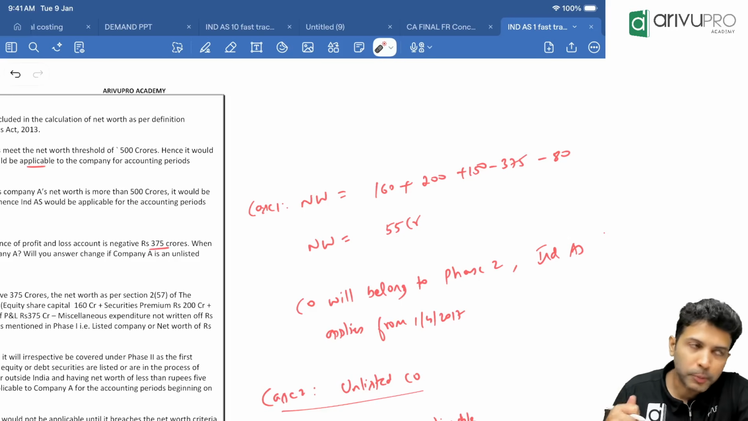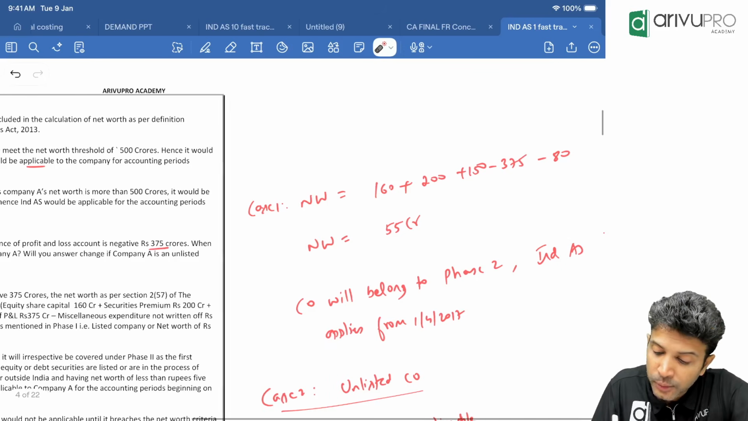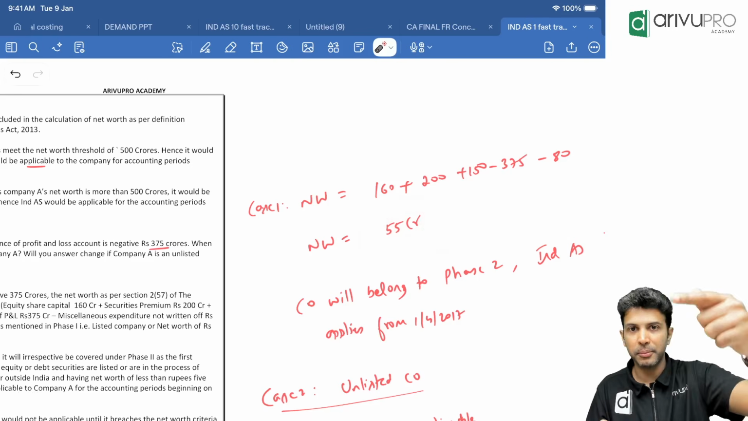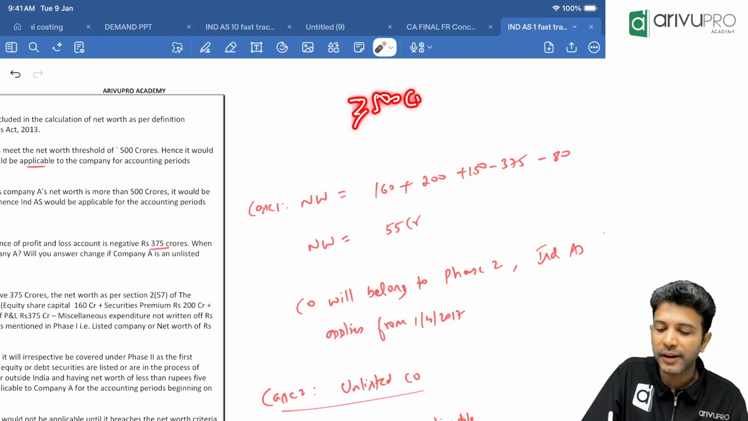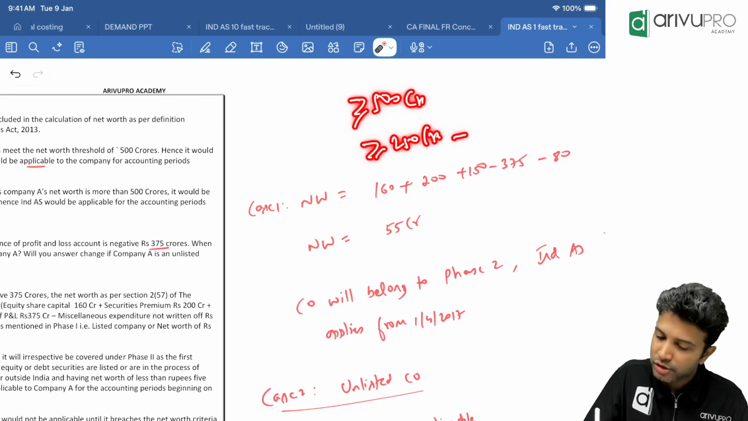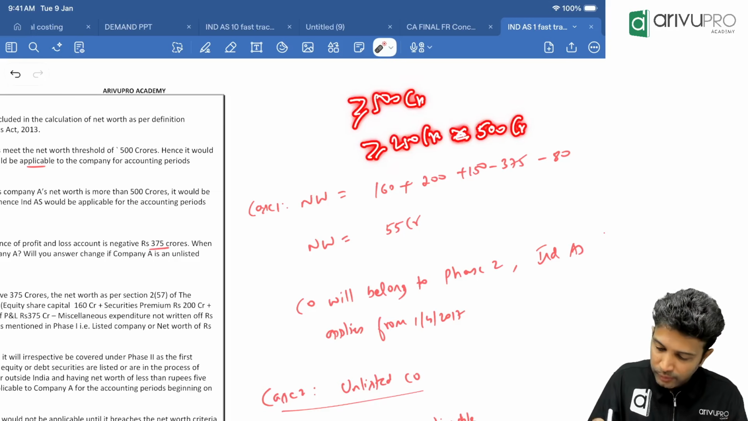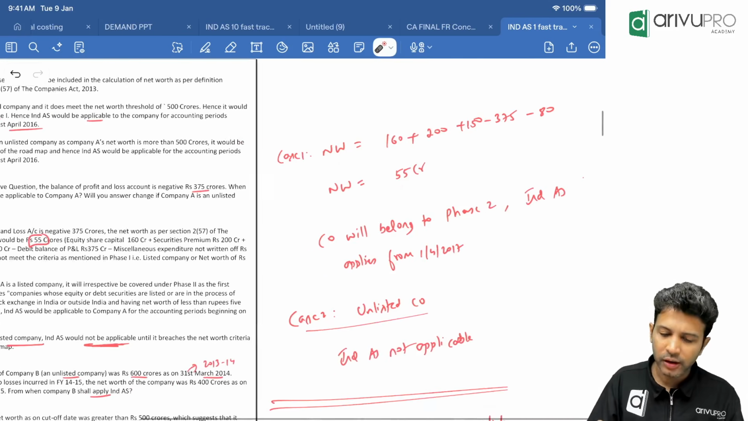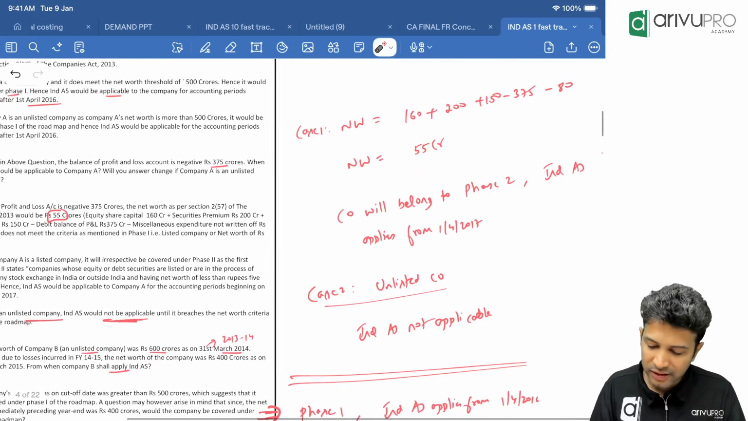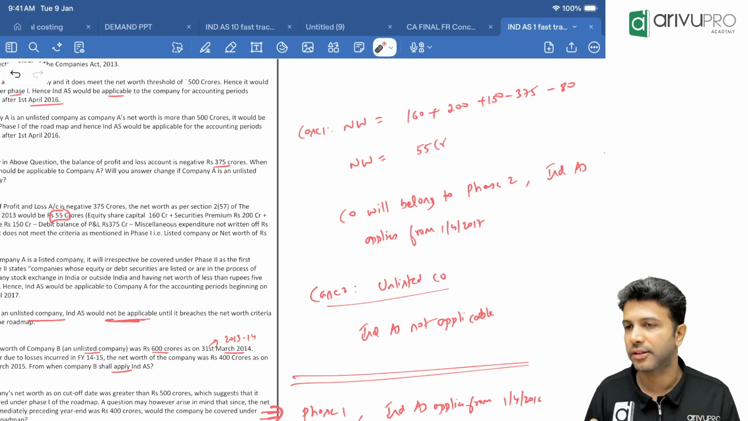Okay. Suppose this is an unlisted company whose net worth is 55 crore. Can they come under phase 1? For them to come under phase 1, it should be 500 crores or more. For them to come under phase 2, they should be 250 crores or more, but less than 500. Correct? But here net worth is only 55 crore. That means will Ind AS be applicable for them? In the same example, if you are an unlisted company, Ind AS is not applicable for such a company. They'll have to continue to apply accounting standards. That's the answer.